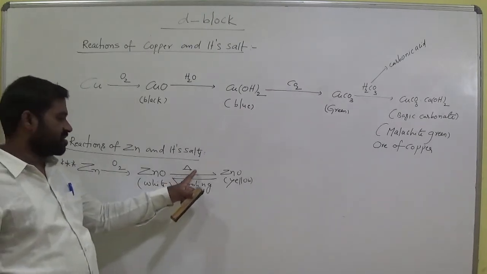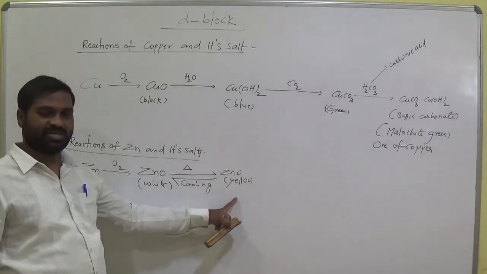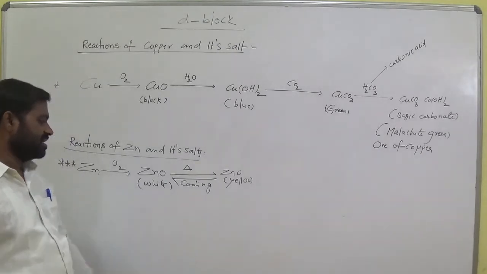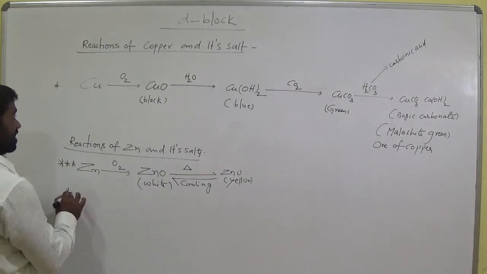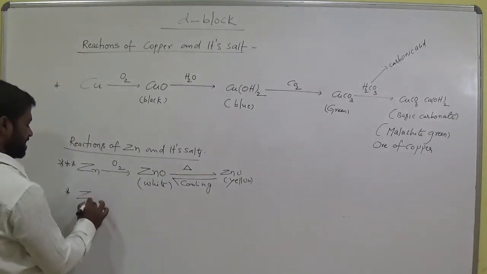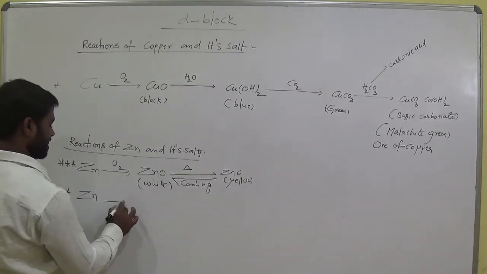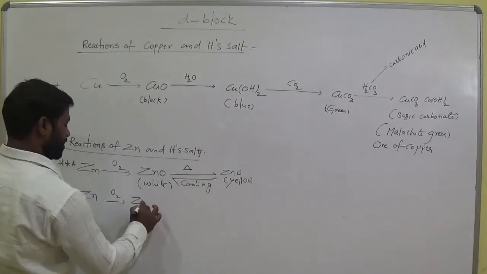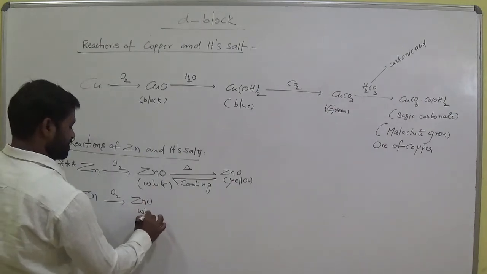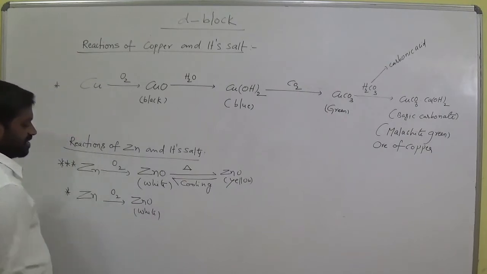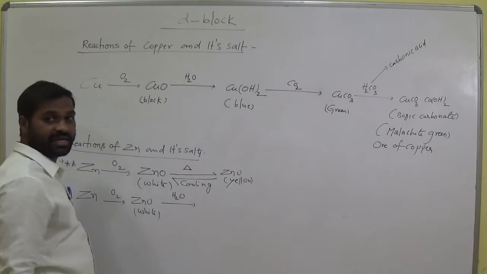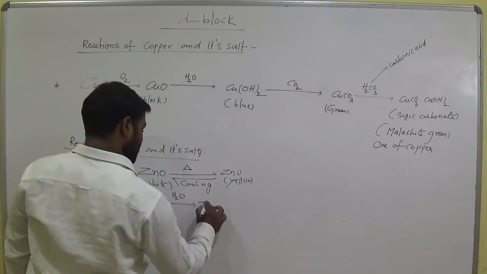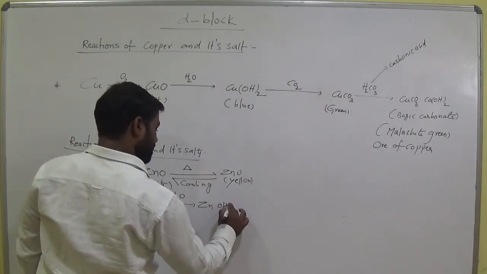Zinc oxide at strong heating becomes yellow zinc oxide. Again on cooling, it gives white zinc oxide. Keep it in our mind. Let's see these type of reactions here. Zinc when interacting with oxygen produces zinc oxide which is white in color. Further it is dissolved in water, and it gives zinc hydroxide.